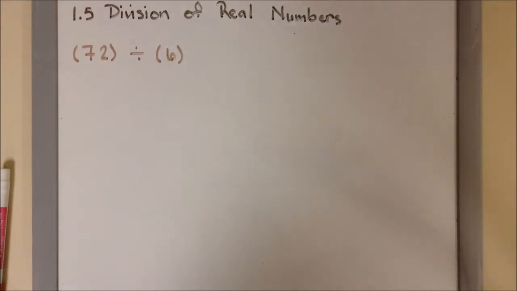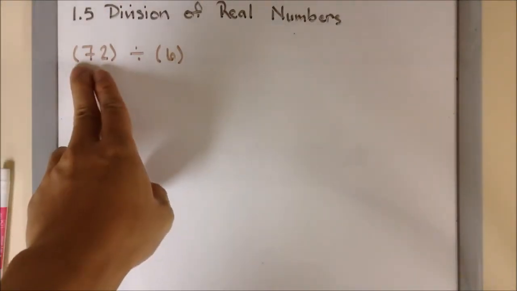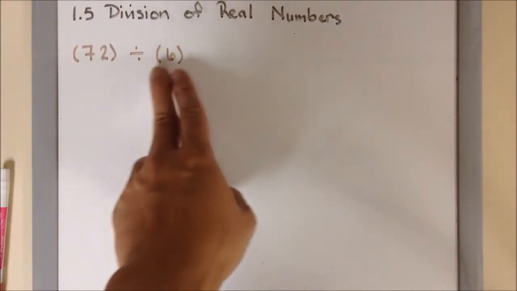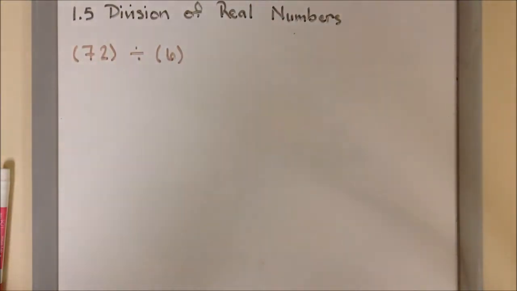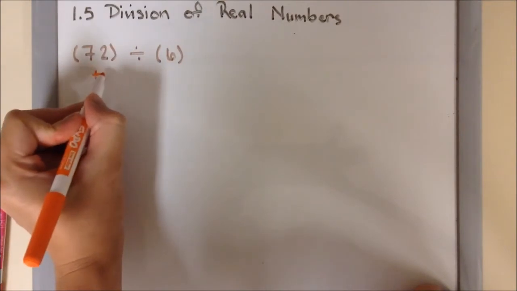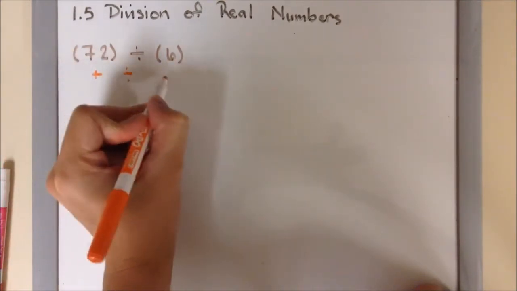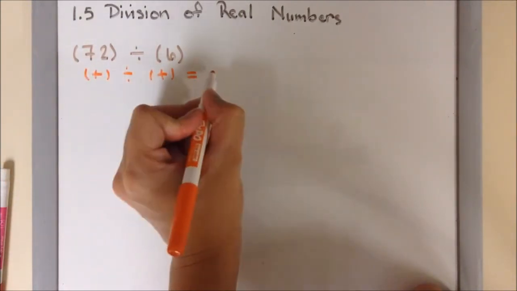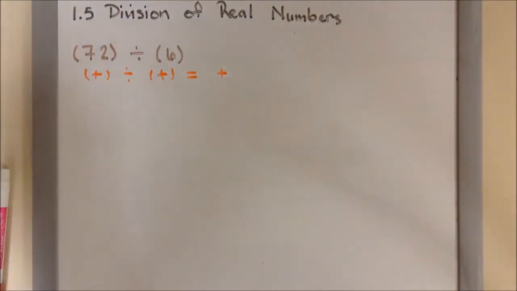Here we have our first example. Even though it's in parentheses, it's emphasizing that it's a positive 72 divided by a positive 6. That's all it is. Now, just like in the last section, I write out that this is positive divided by positive. Our final answer should equal positive.